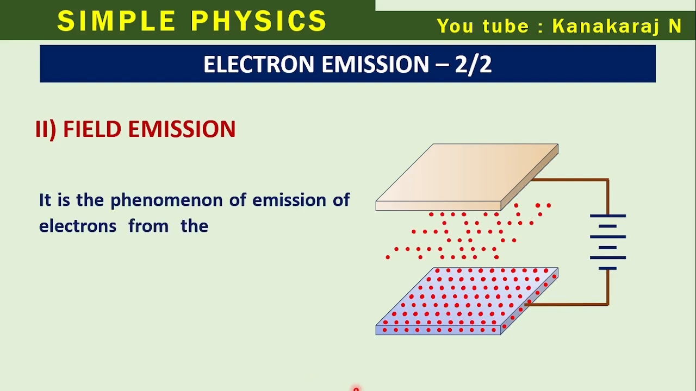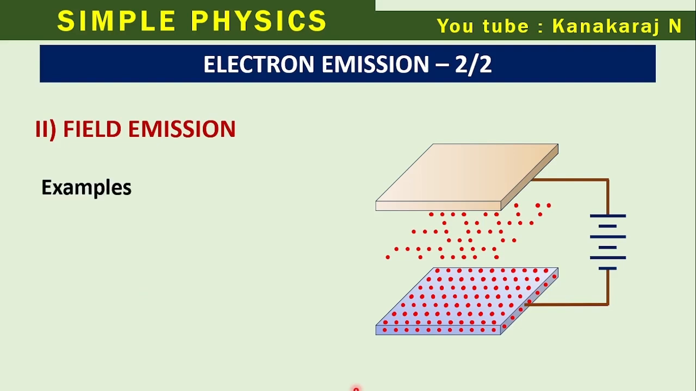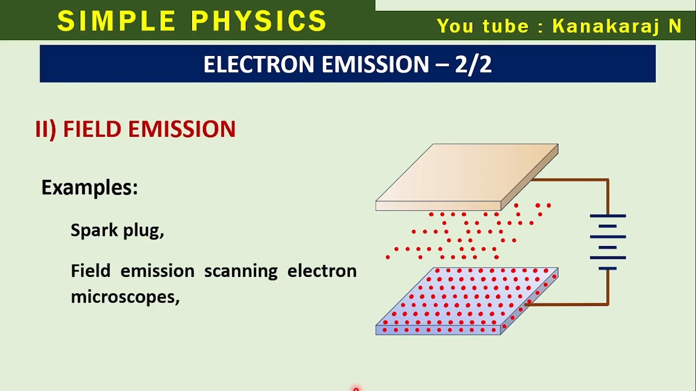It is the phenomenon of emission of electrons from the surface of metal by applying a very strong electric field, in the order of 10 power 8 volt per meter. Examples: spark plug, field emission scanning electron microscope, field emission display.